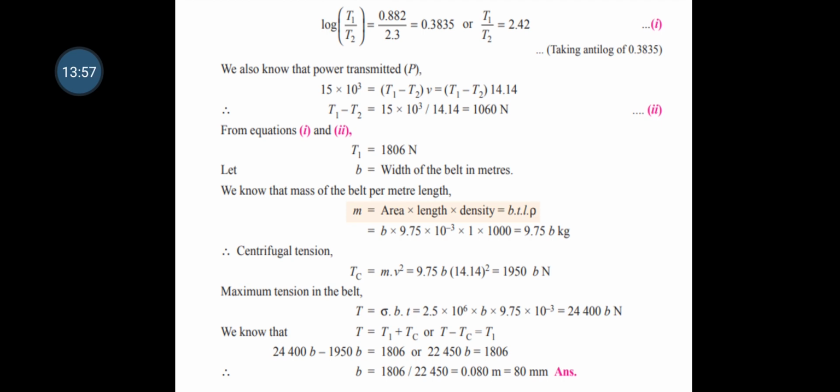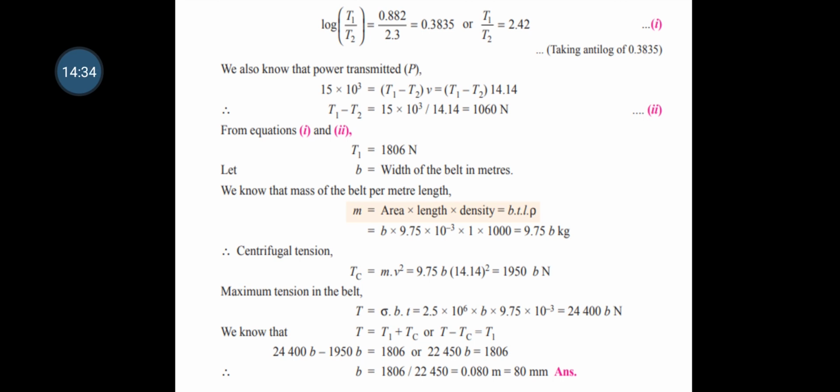Let B be the width of the belt in meters. We know that the mass of the belt per meter length, M, is equal to area into length into density, that is B into T into L into density rho. So M, the mass of the belt per meter length, is equal to 9.75 B kilogram. So the centrifugal tension TC is equal to M V square, that is 9.75 B into V square.